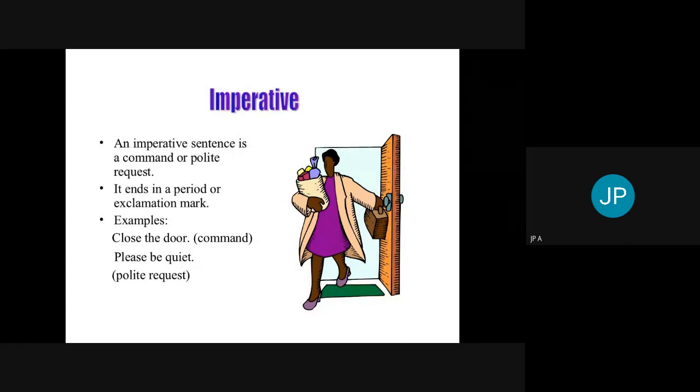So it is a very polite request, but I can also command you to close the window. So when I say close the window, it is an order.